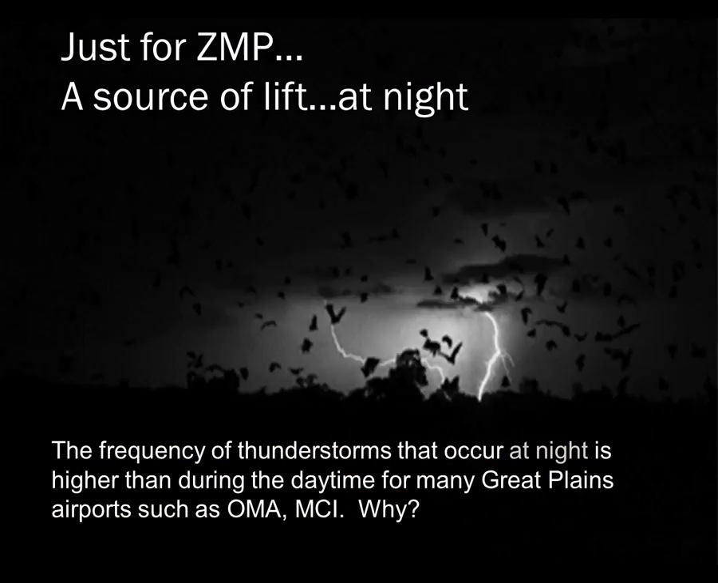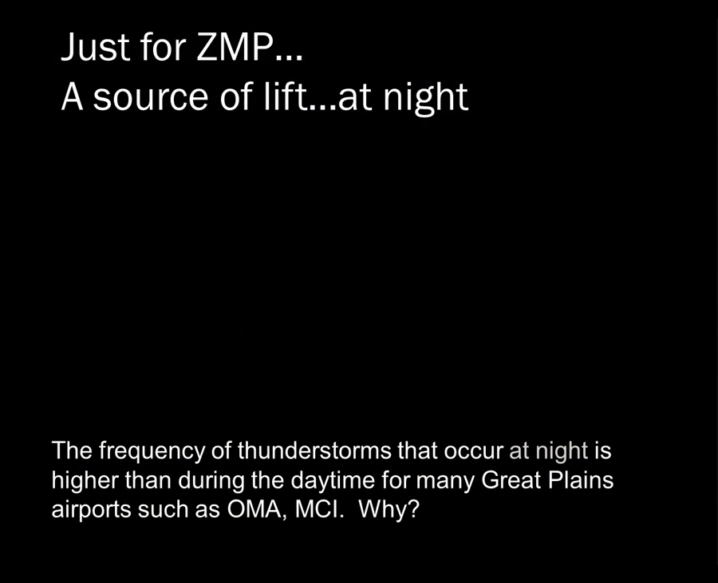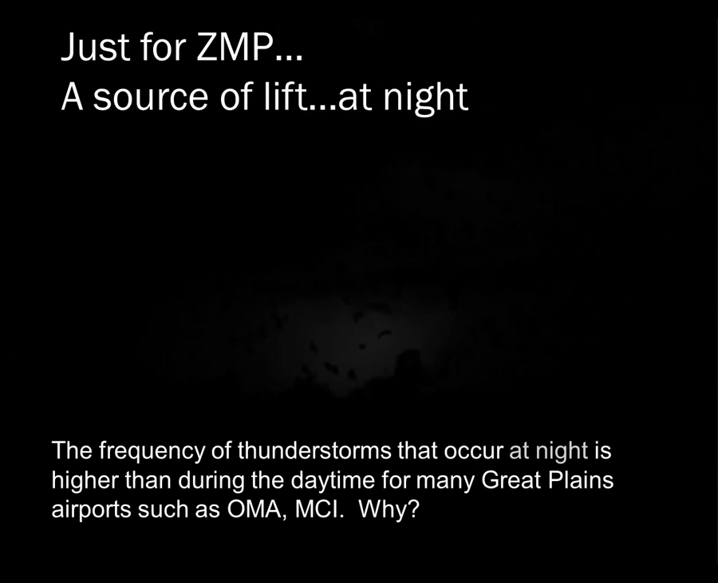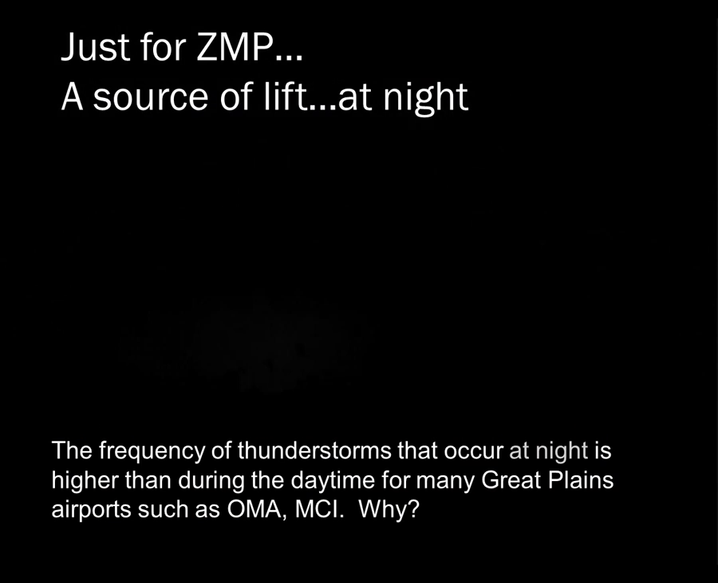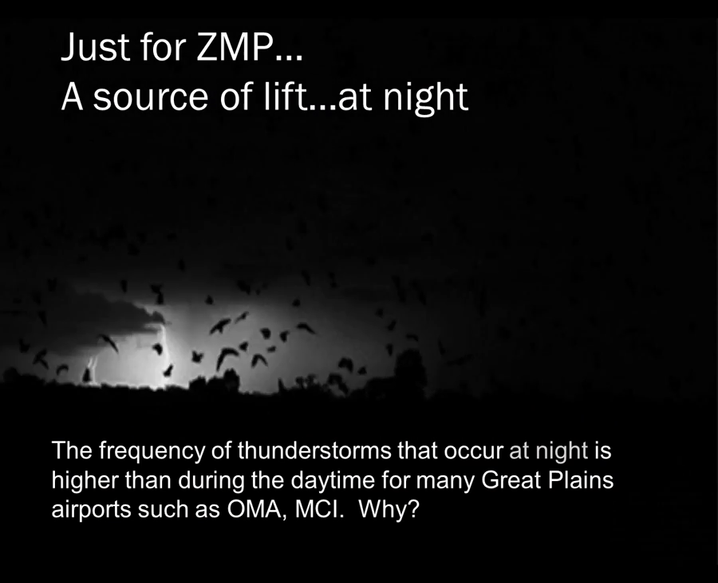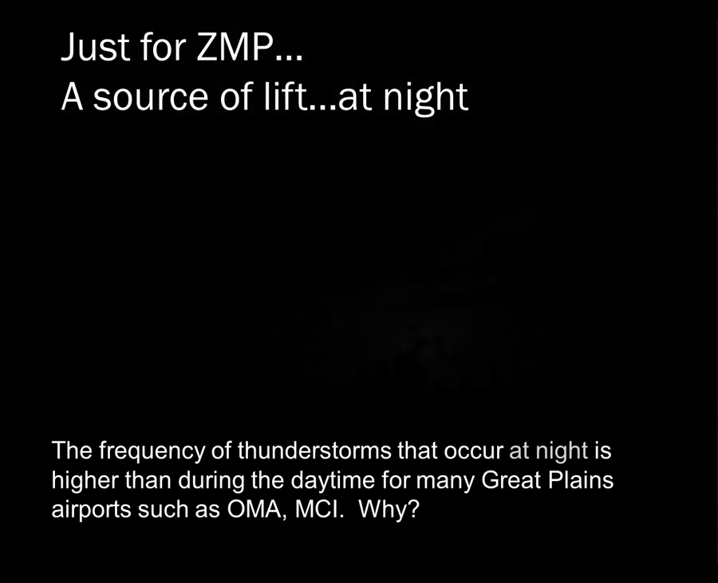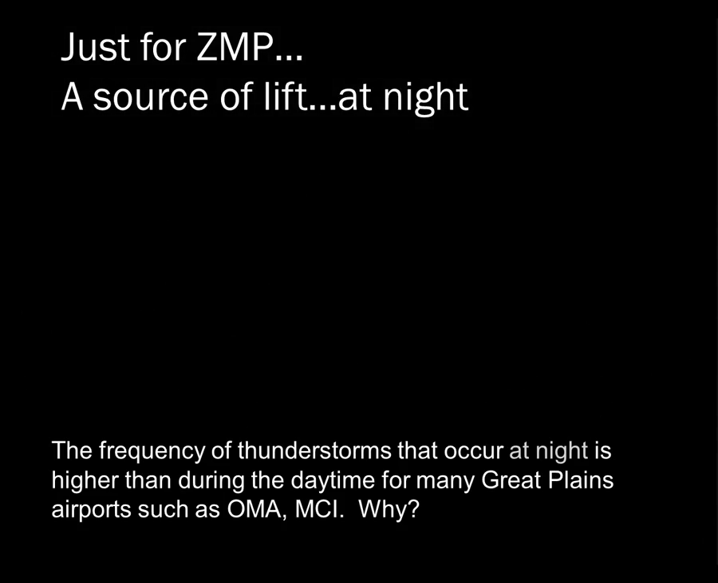There's a fourth process that we should be talking about here in the Midwest. There is a source of lift that occurs at night, such that the frequency of thunderstorms is higher than during the daytime for many Great Plains airports such as Omaha and Kansas City. How does this occur?